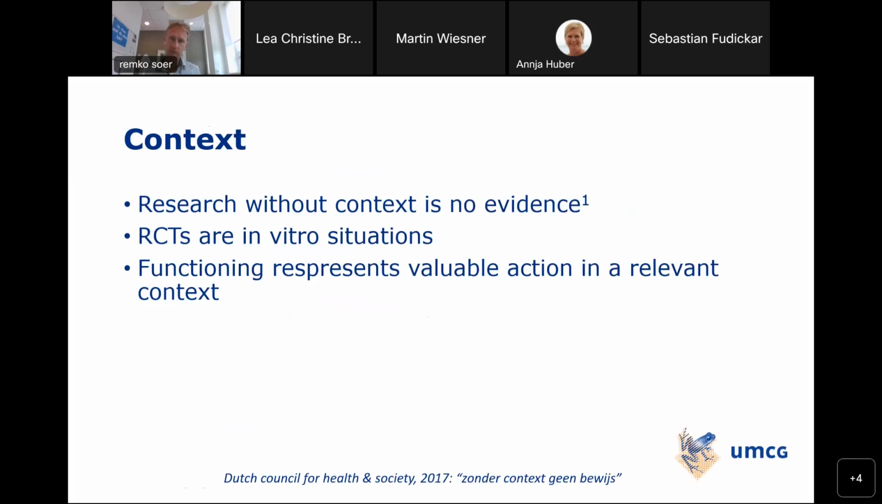going insane on their mountain bike, or they will be very hesitant to move. They'll have anxiety to move. So there's a big difference in how people will move afterwards. So basically, you don't know how they're going to recover in their own context, and that is very important if you do those studies. So the randomized controlled trial is a bit of an in vitro situation. It's a bit artificial, whereas functioning really represents a valuable action in a relevant context. So you really have to add that valuable context in order to be specific for a single patient.